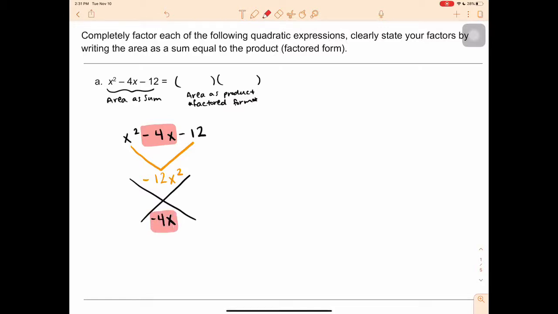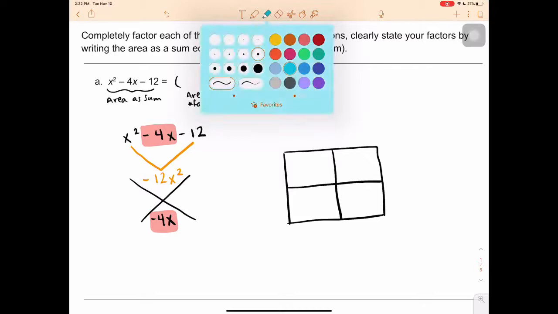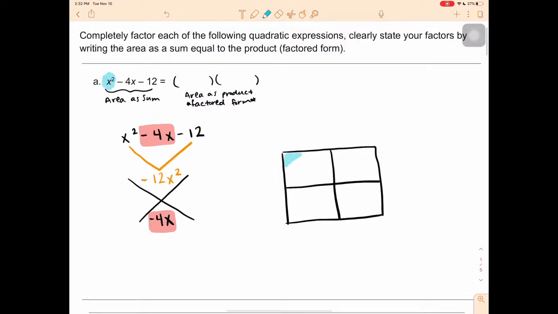Now the reason why it looks like this is because if I were to set up my area model, like so, we know after our class lecture that the first term, which is the ax squared term, always goes in this first box here. This is always the ax squared term. And in this case, it's only x squared. Its coefficient is a 1. No 2 or 3 or 4 or anything.